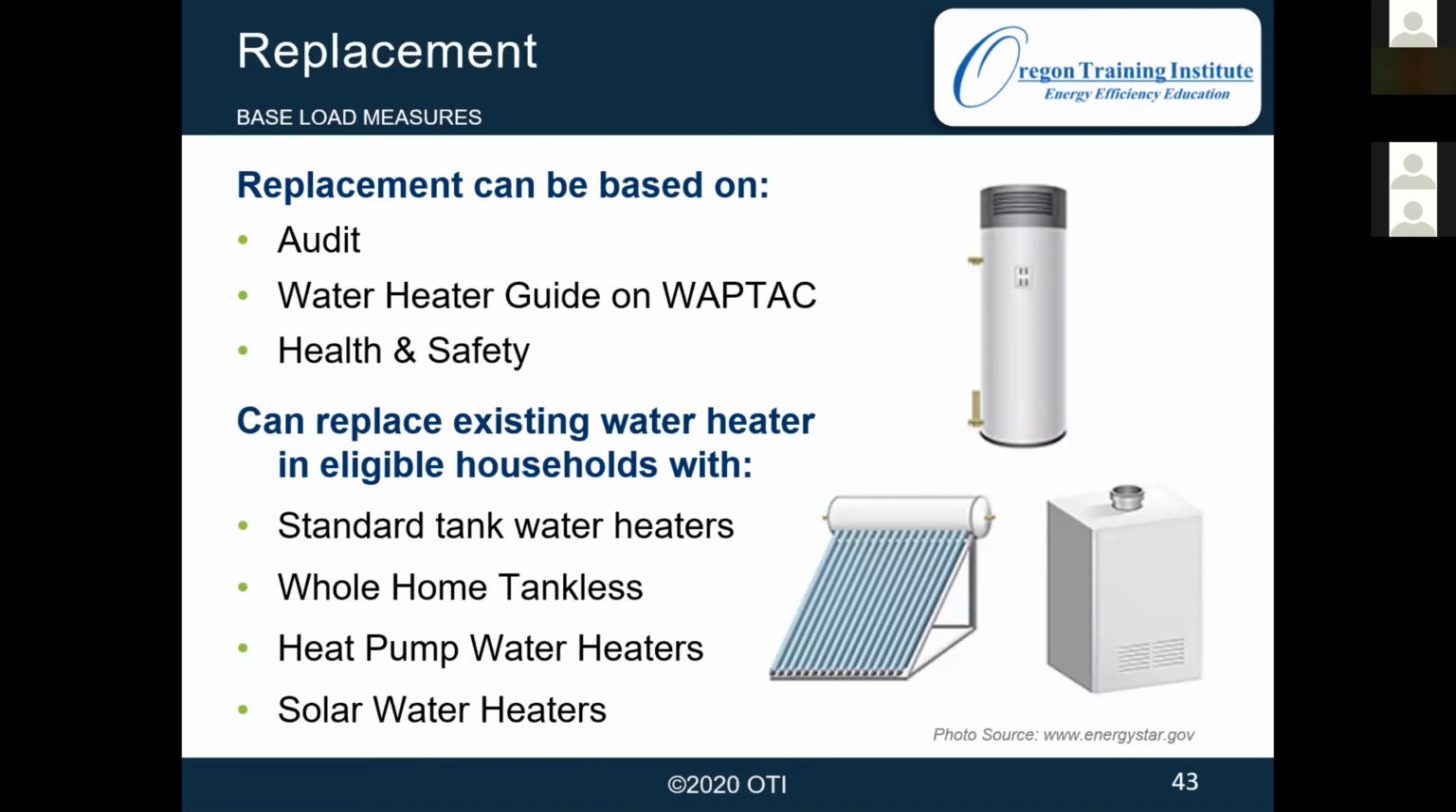If the unit is in bad shape, or we find it to be a high user and we want to get a more efficient unit in there, most people have regular tanked water heaters, and that technology in them, whether it's electric or gas, has been the same pretty much since they hit the market. You know, a water heater today is pretty much the same thing as it was 50 years ago, just with more insulation. But they do have new technologies on the market, and you probably have seen most of these either in people's houses or showrooms.